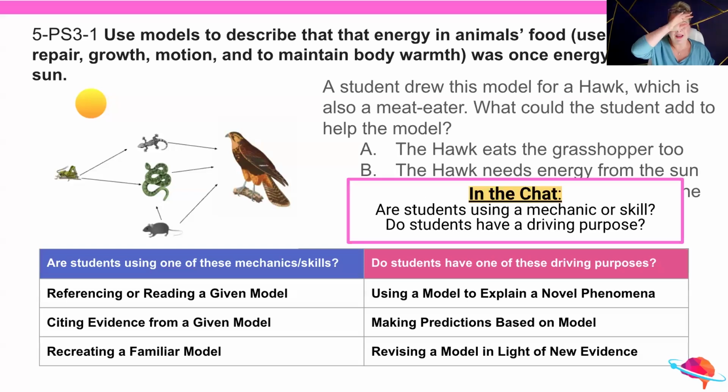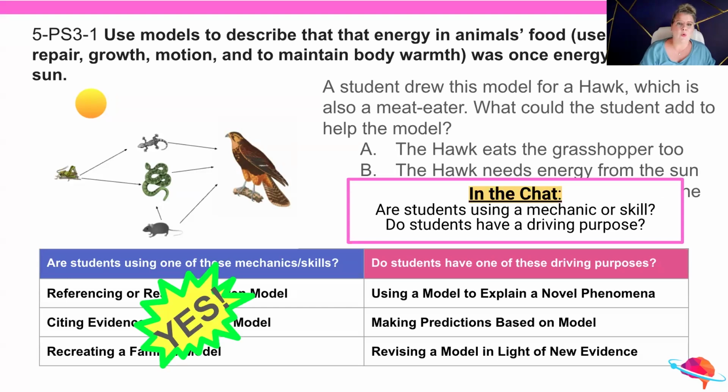So are students using one of these mechanics or skills? I'm going to give a yes to this one. In order to figure out what the student could add to help the model, I've got to look at the model. I have to see what's currently going on. I have to use my skills. Where are the arrows pointing? How is this all connecting? What did my teacher say about food webs? So I need to use these skills here in order to answer the question.